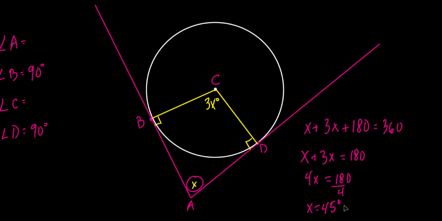Actually, this technically is not degrees right here. It's just 45, okay? I just put these numbers in. I mean, you could put a degree, but I'd feel better if you didn't. But if you go up here, angle A, it's x, which is 45. It is an angle, so now we can put the degrees there, okay?